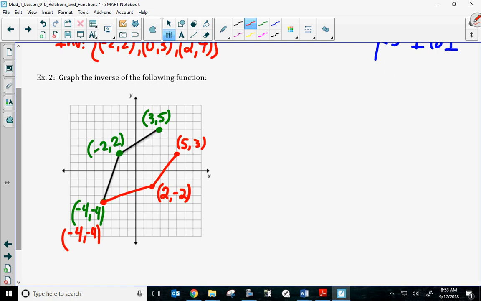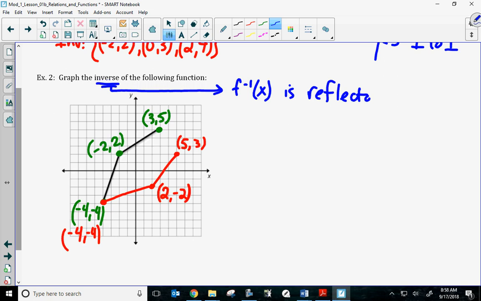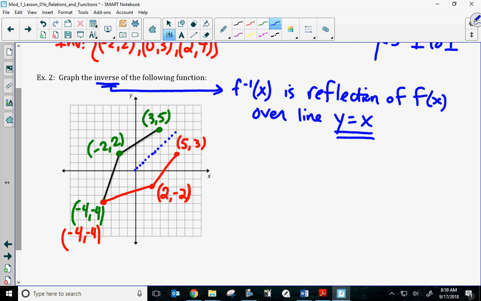Well, some people like what I'm about to tell you, and some people don't. If I have a graph, and I have the inverse, by definition of a graph, f⁻¹, that's the inverse, is the reflection of my original function over the line y equals x. What do I mean? y equals x is this line right here I'm about to graph in blue. That is the line y equals x.